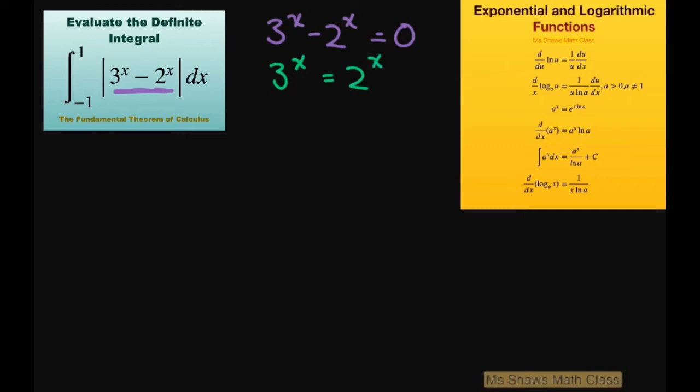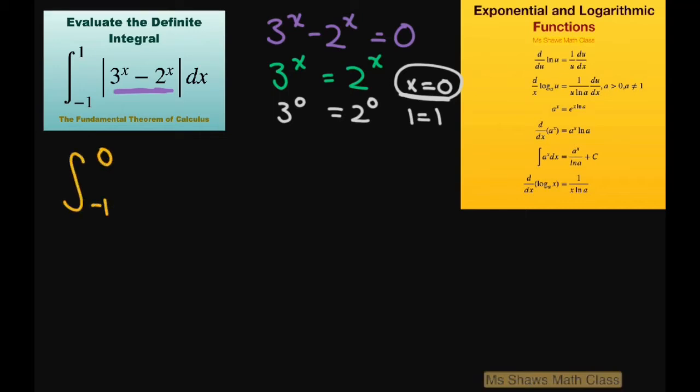And this one you can do mentally, and just notice if x is 0, then you're going to get 3 to the power of 0 equals 2 to the power of 0, or 1 equals 1. So the only way that's going to happen is if x is 0. So we're going to split up our integral from -1 to 0, and that's where this will be negative.